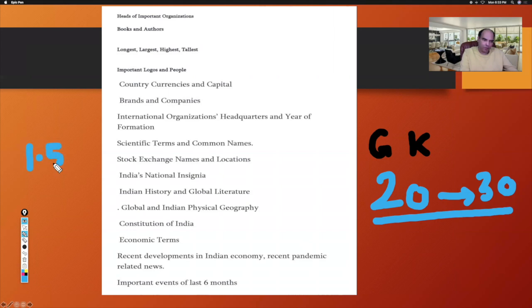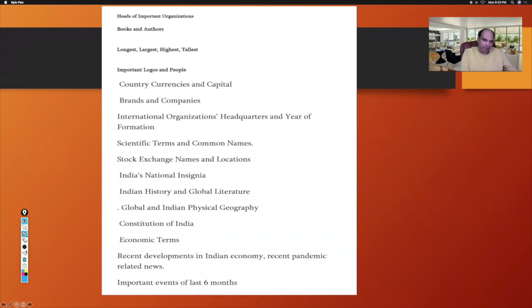And GK, you know, does not actually take time. It is more about reading the question, knowing the answer, or not knowing the answer. There's not much thinking that you have to do in GK. So critical things that you build for your GK are heads of important organizations, books and authors. Read those lists: longest, largest, highest, tallest mountain peak, longest river, right? Those kinds of questions.